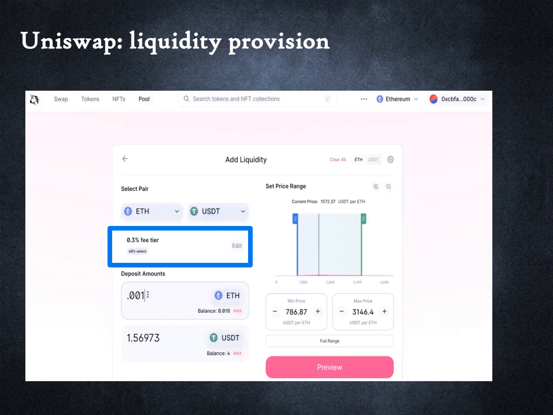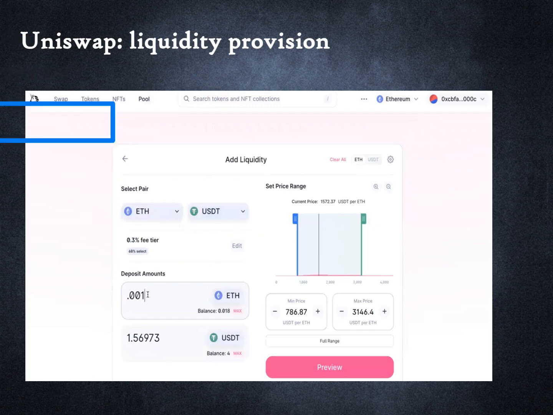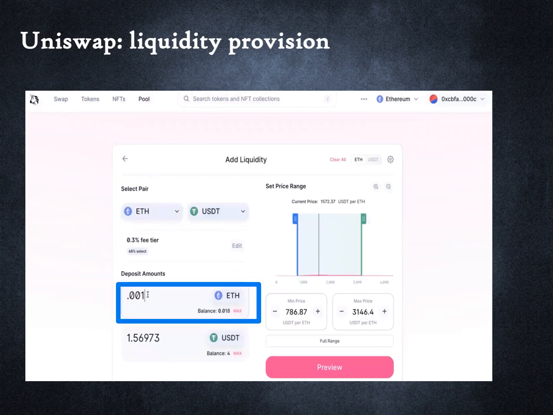If a liquidity provider chooses a higher fees tier than warranted for the risk profile of a token pair, she may end up providing liquidity to a pool with low trading volume. Next, we notice the deposited amounts. Where are these tokens coming from? You can see that the 0.001 Ether was sourced from a balance of 0.018 Ether. Similarly, the source balance of Tether was 4.